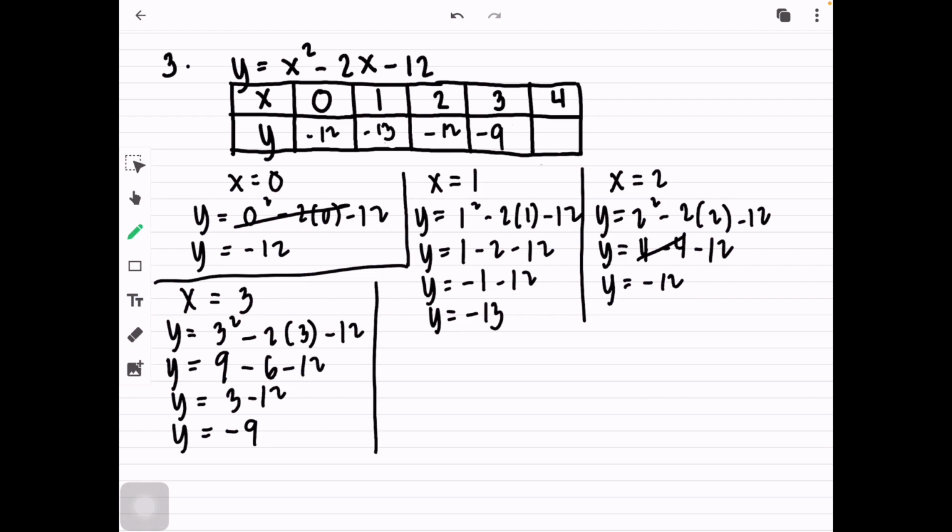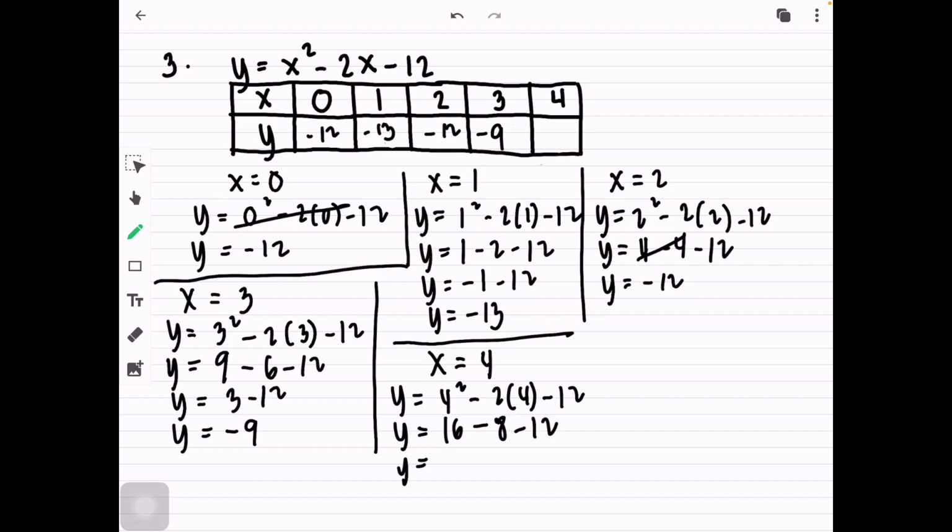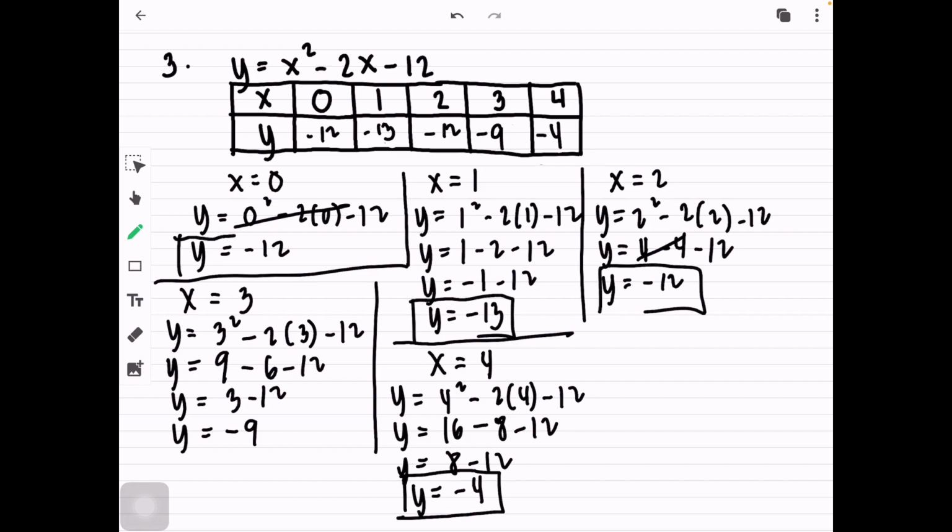Okay, next, for the last number, we have x equals 4. So, y equals 4 squared minus 2 times 4 minus 12. So, 4 times 4, hindi yan 4 times 2, 4 times 4, 16. Negative 2 times 4, negative 8 minus 12. So, 16 minus 8 is 8. Diba? Minus 12. Anong sagot? So, 8 minus 12, the answer is negative 4. So, bakit negative? Kasi mas malaki si 12 kapag naka-absolute. Okay? And ito na yung mga values na nakuha natin. Since ngayon, kompleto na yung table of values natin, pwede na natin siyang i-graph.